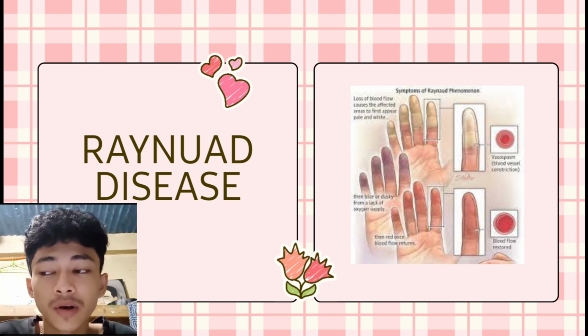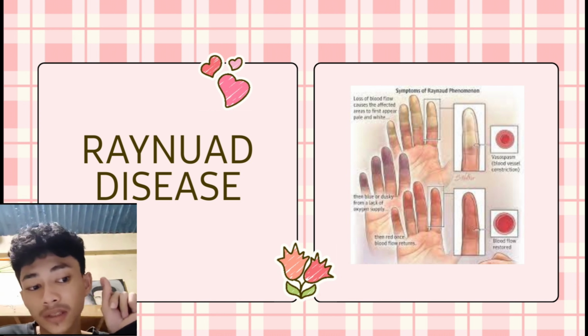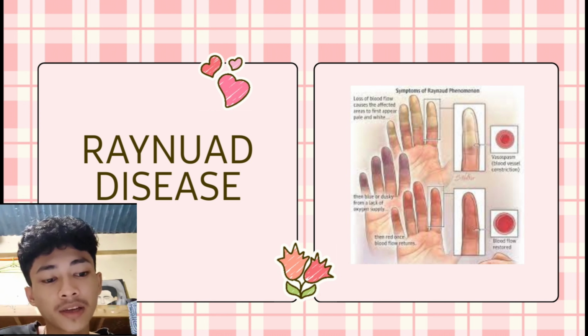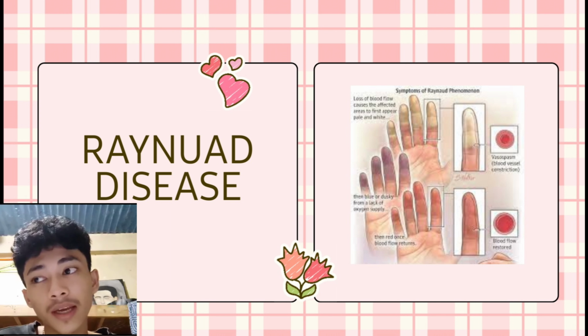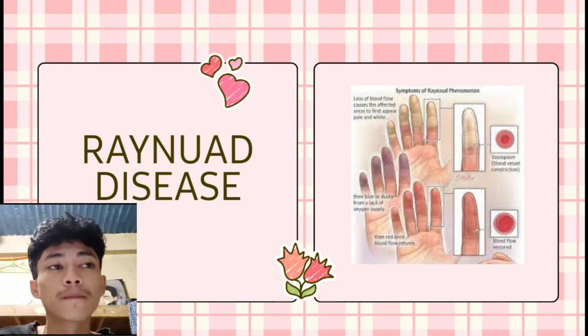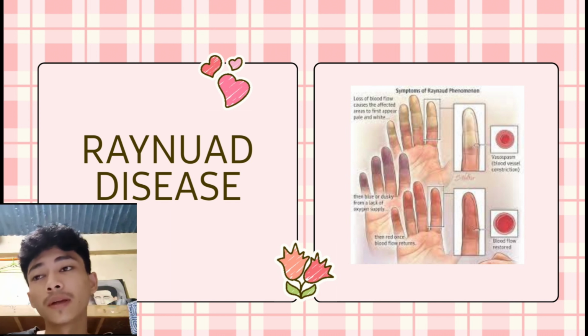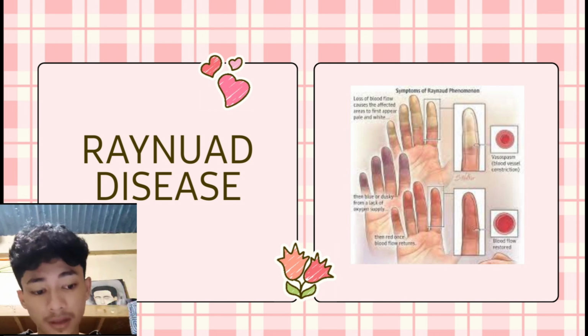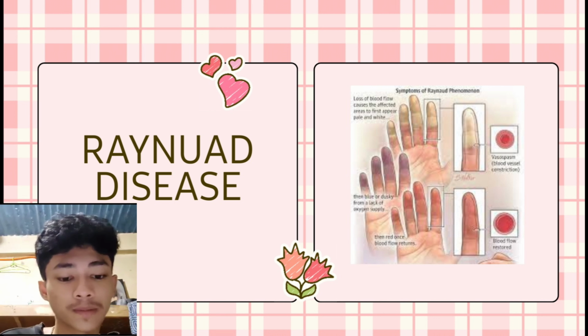Raynaud's phenomenon. It's when really small blood vessels in the tips of your fingers suddenly go into spasm when exposed to cold. Take note of this, guys. It only happens on fingers and toes.